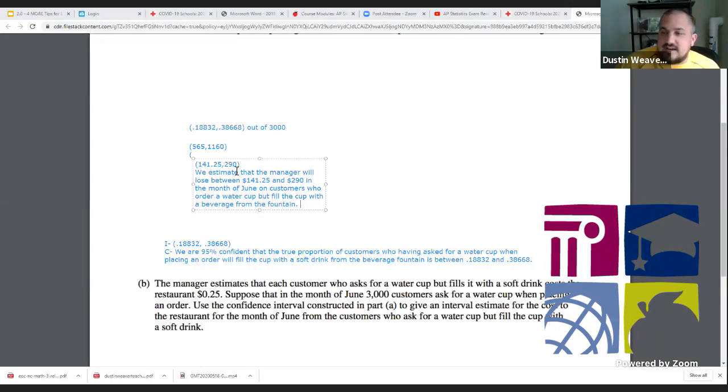So we are basically 95% confident that we're going to lose between $141.25 and $290 in the month of June on these water cups that are being used for beverages. And that is a confidence interval for one proportion. That is an example of that. What questions do you have from this? This is our first free response question. We got one more to go.